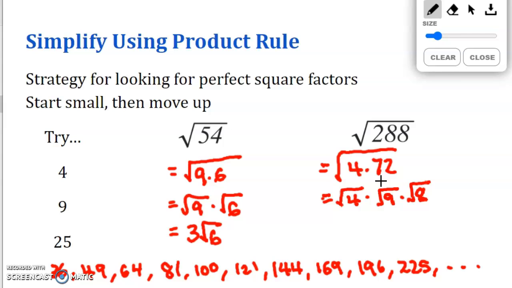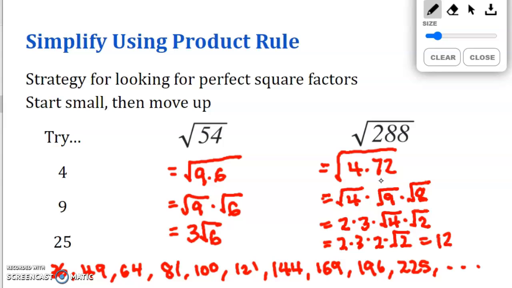Okay, so I know the squares. So that becomes, what's square root of 4? That's 2. What's square root of 9? That's 3. Now square root of 8, can I simplify this further? Is this divisible by any of the perfect squares here? Well, 4, yes. So that's square root of 4 times square root of 2. So then you have 2 times 3 times square root of 4, which is 2. So 2 times 3 is 6, 6 times 2 is 12. So that's 12 root 2.